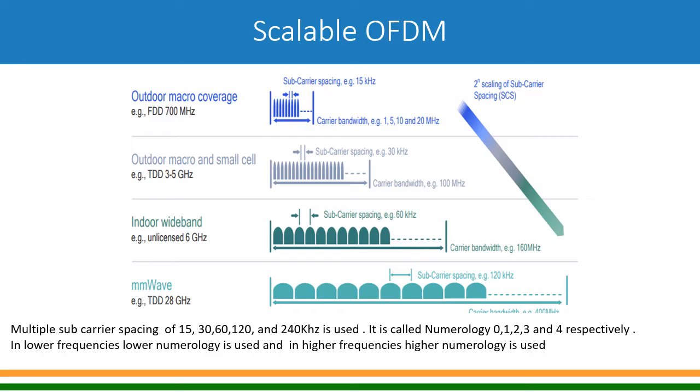Scalable OFDM: in 5G new radio, multiple subcarrier spacings of 15, 30, 60, 120 and 240 kHz are used. It is called numerology 0, 1, 2, 3 and 4 respectively. In lower frequency bands, lower numerology is used. In higher frequency bands, higher numerology is used.